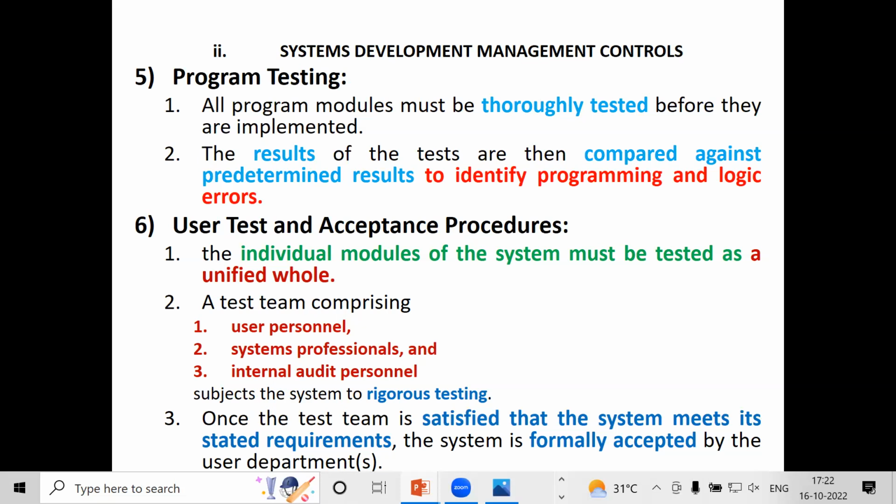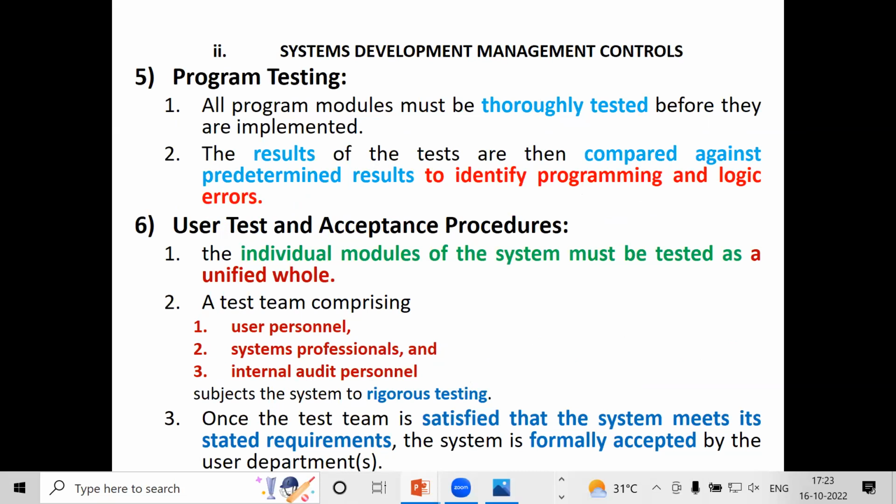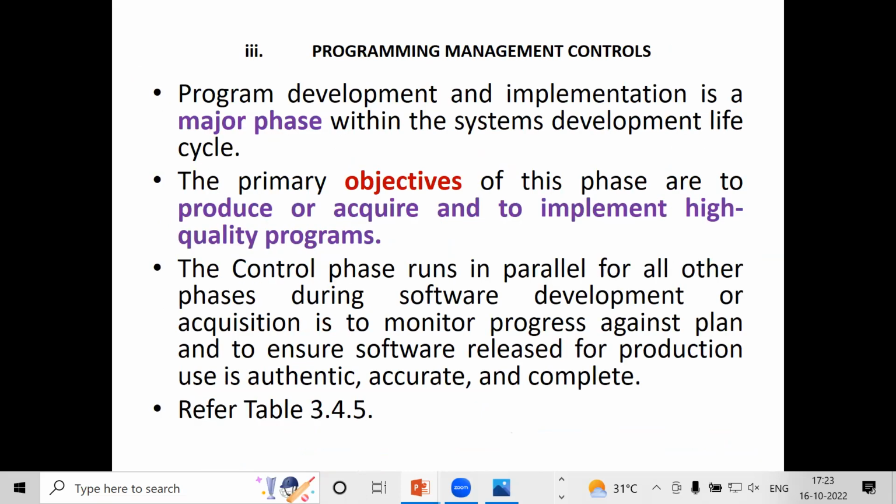What is user test? So you have to give the newly developed application program to the user. The user should get satisfied. Okay, these are the parameters I need. Everything is embedded. If not, he has to redo that. So user personnel, system professionals, internal audit professionals, everybody should be involved. Program testing is nothing but thoroughly testing, and also the logic. Logic means software. User tests, okay, we have discussed.